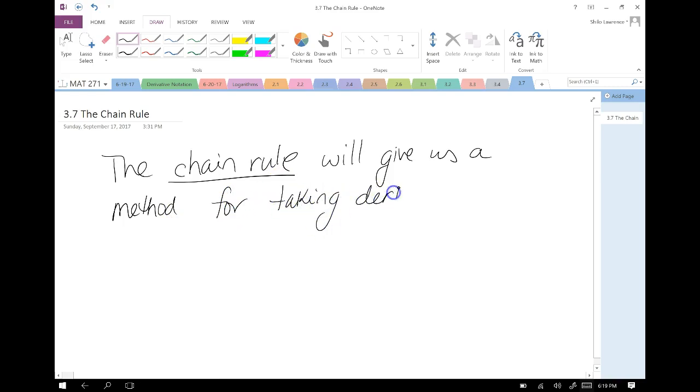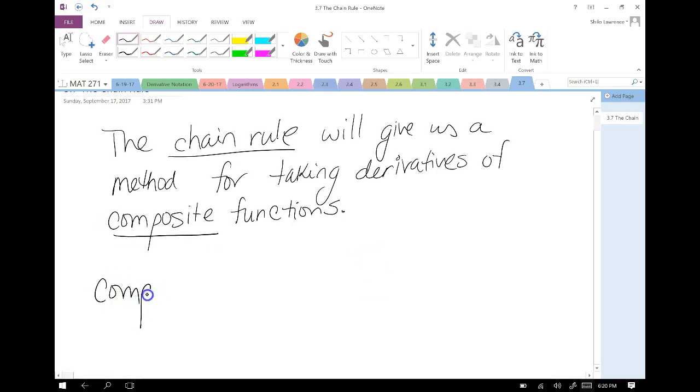And again, there may be a way to avoid this using algebra for some of them, but not all of them. So you should have learned about composite functions in algebra class, and that is when we have one function plugged into another function.